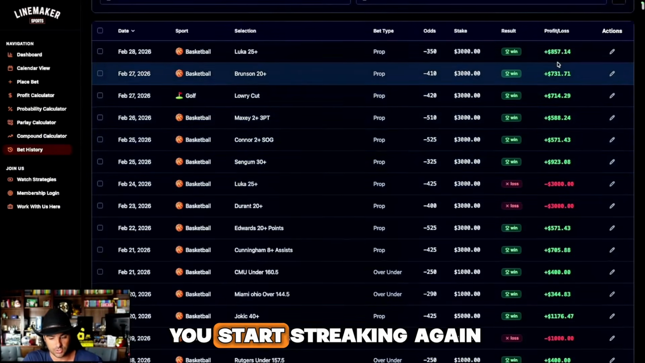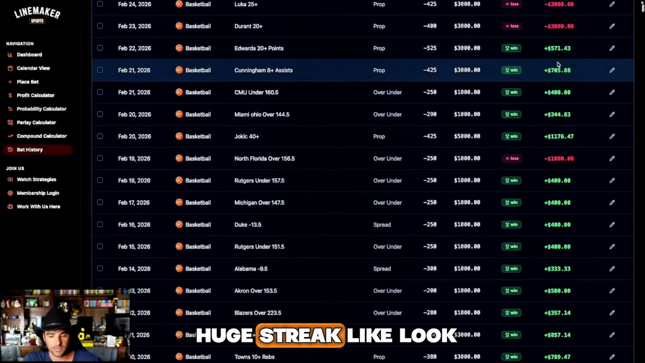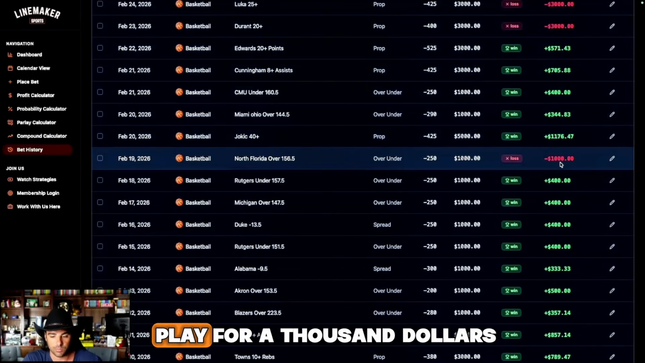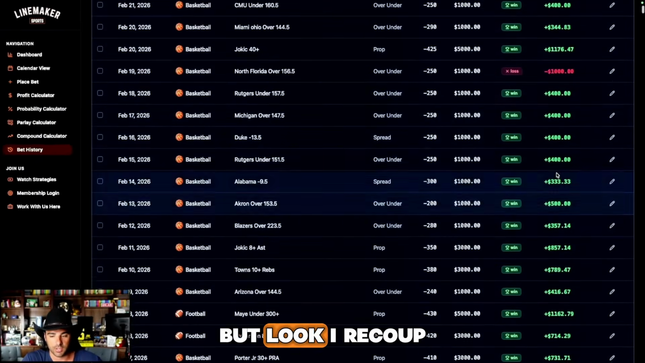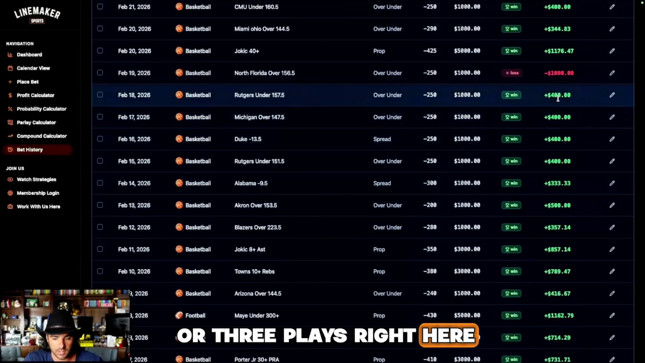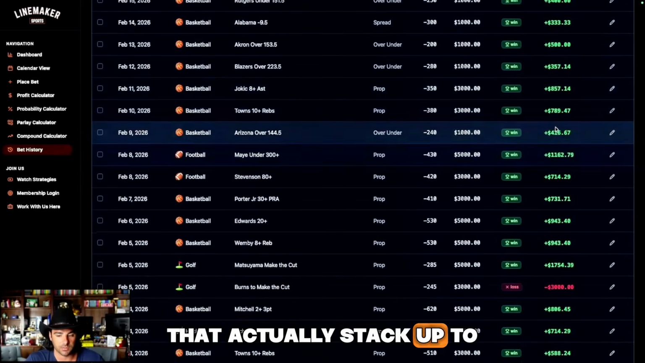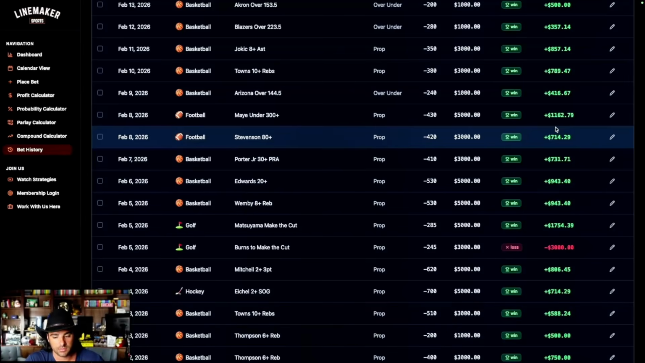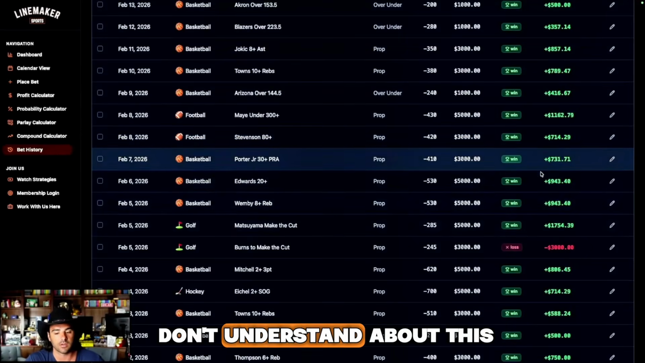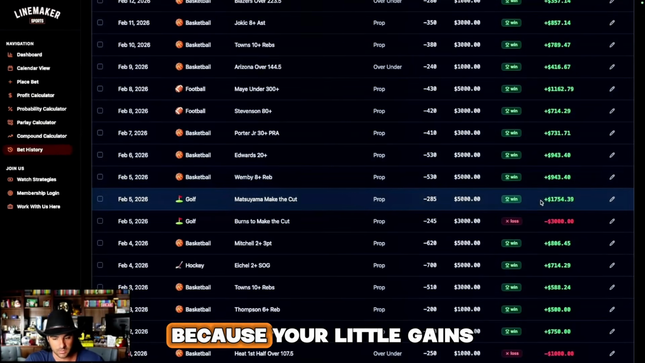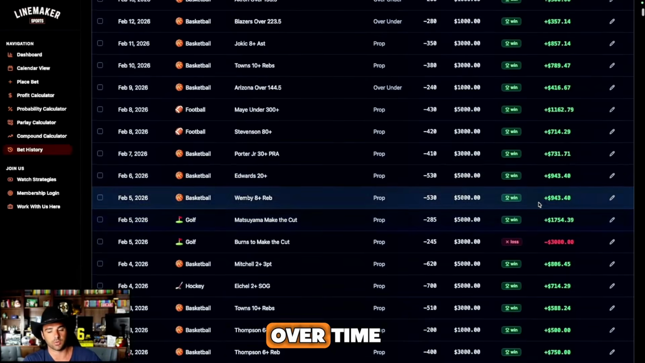And look what happens. You start streaking again. You get on a huge streak. Look at these streaks right here. Yes, I lost one play for $1,000, but look, I recouped that in literally two or three plays right here. And look at how many I've won in a row that actually stack up to create that growth. This is what people don't understand about this type of betting, because your little gains are going to add up over time.